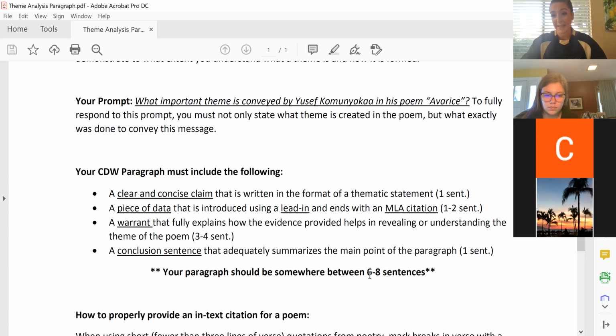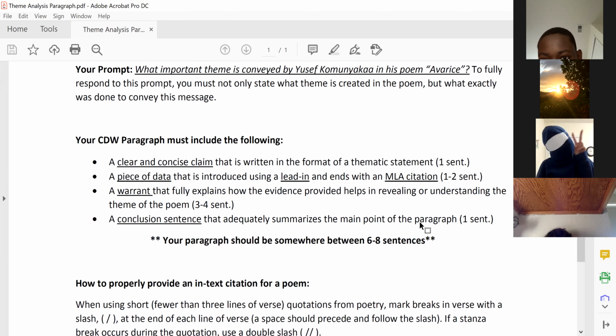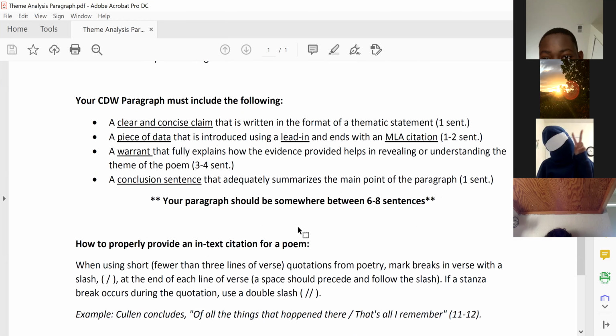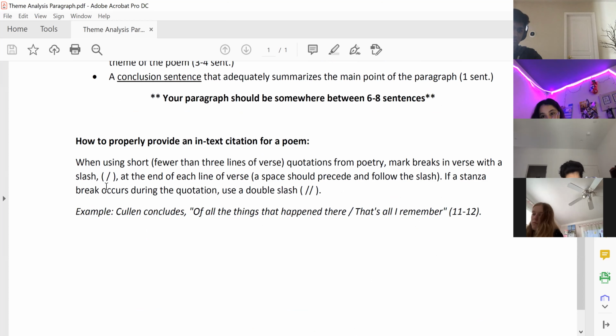You guys were writing like 10 to 15 sentence paragraphs last semester, so I think you'll find this go pretty quickly. I did give you at the bottom here how you'll go about writing your in-text citation for the poem. If you are quoting multiple lines of poetry, you will have a slash in between each line break, okay? And there's an example of that down here. This slash means that these two things are on separate lines in the poem. So this is line 11 and this is line 12, okay?